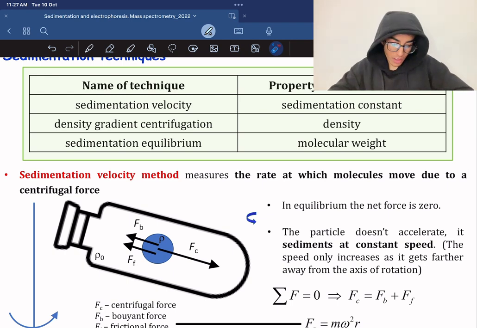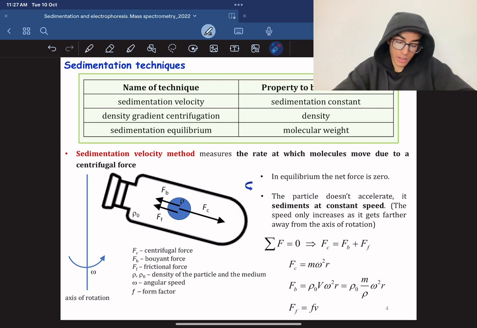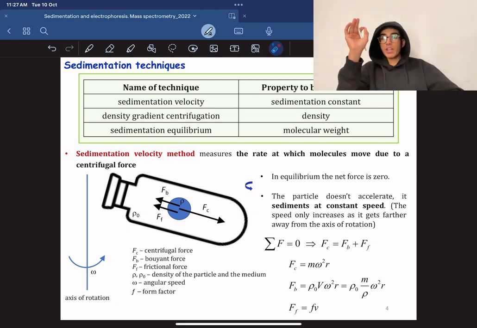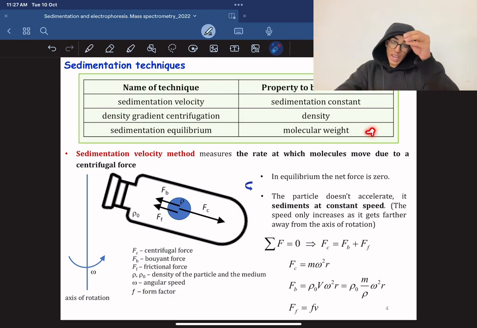Okay? Now, let's start with the sedimentation velocity method. What does it measure? The sedimentation velocity method measures, okay, the rate at which a macromolecule falls down due to centrifugal force.